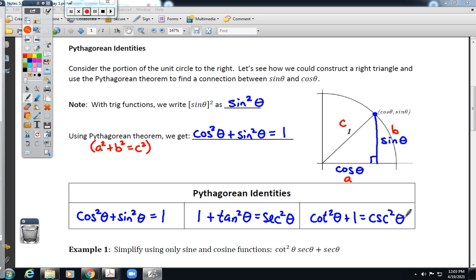Okay, so we want to keep our notes handy so that we shouldn't need to memorize these. We should be able to look them up. But we need to keep our identities handy so that we have them. So there's our 3 Pythagorean identities.